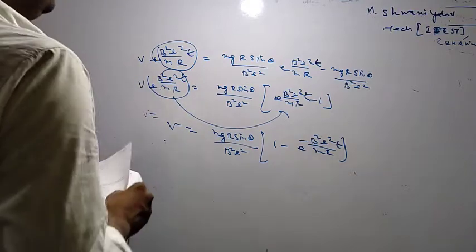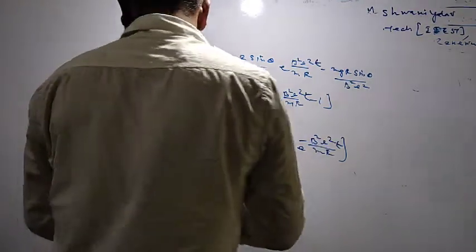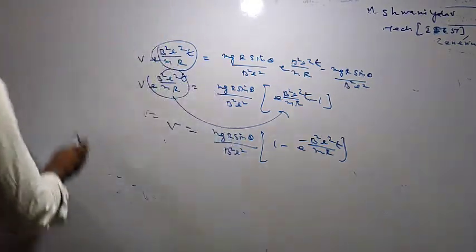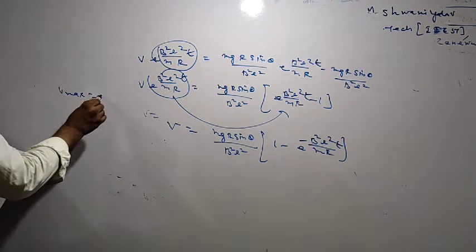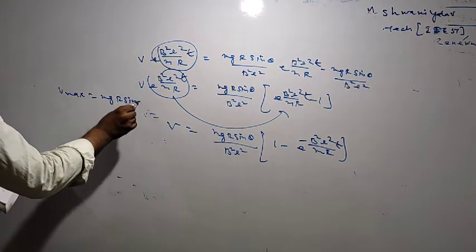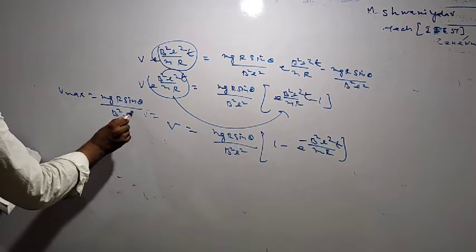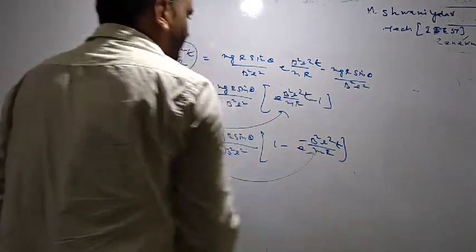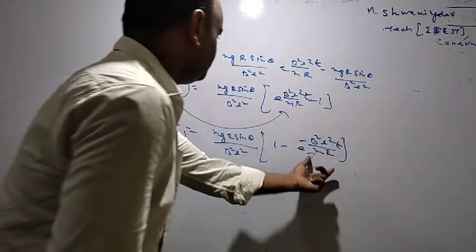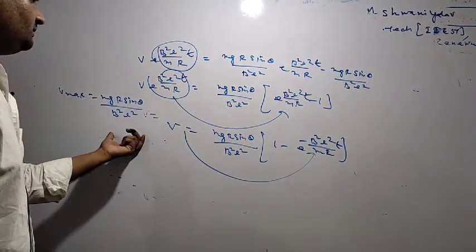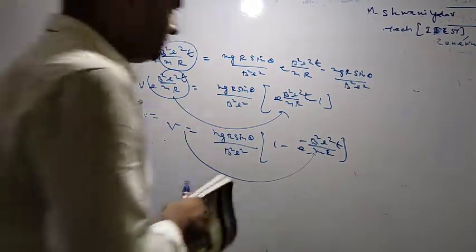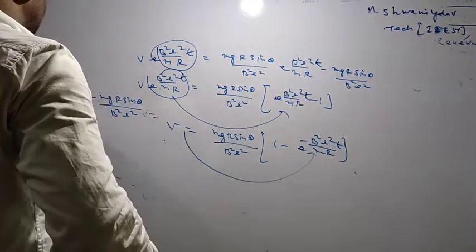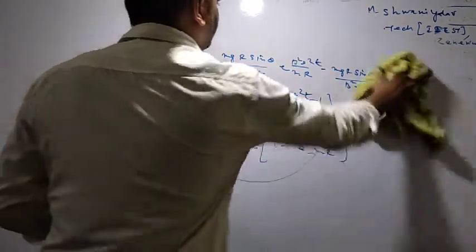So this is your velocity as a function of t, and do you know the nature of this graph? The maximum value is v max, the steady state value mgR sin theta over B square L square. So how does this maximum velocity grow with time? It takes a certain amount of time to reach this maximum value. So the slider takes some amount of time to reach the maximum velocity.